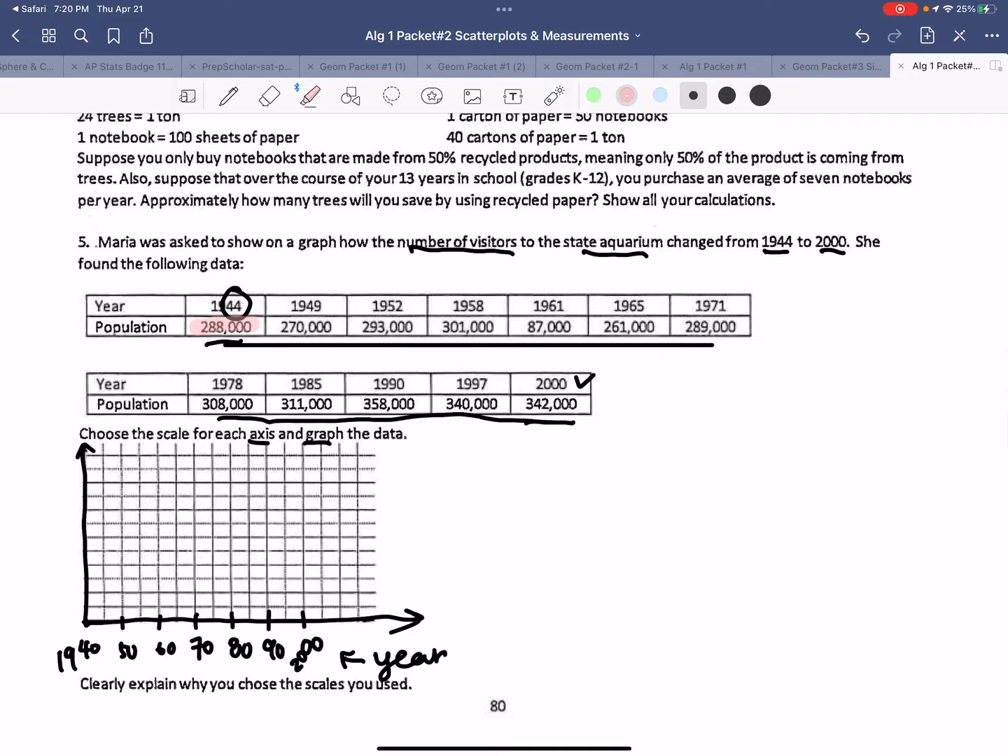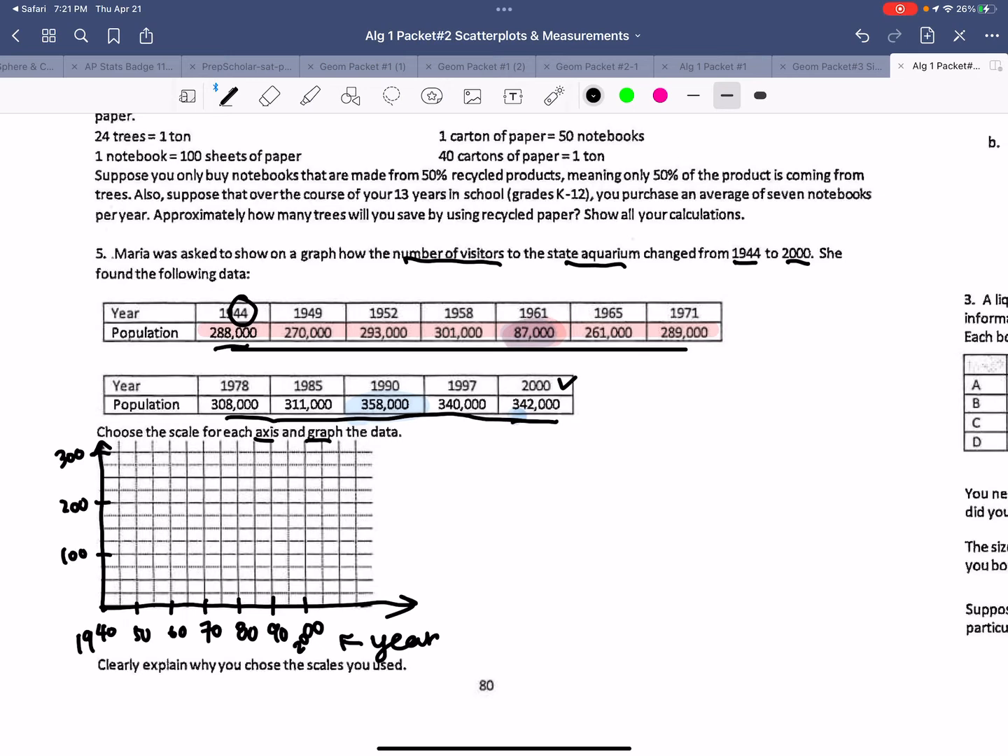All right, now let's look at this vertical axis. How much did the vertical number change? The population went all the way down, there's my lowest number, and all the way up to my highest number. Okay, so 100, 200, 300. What is this? This is my population in thousands. So 100 doesn't mean 100. It means 100,000. Okay, now I can graph it.